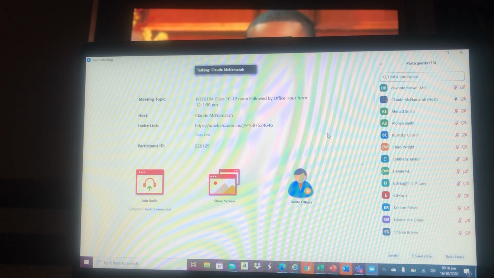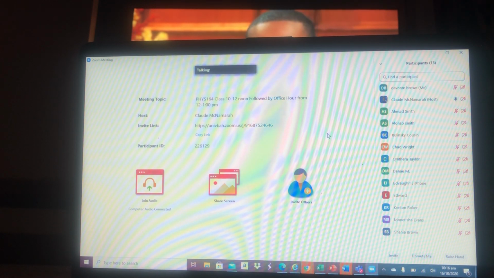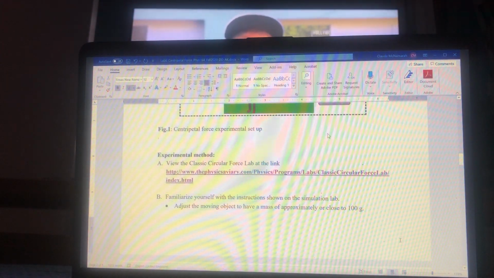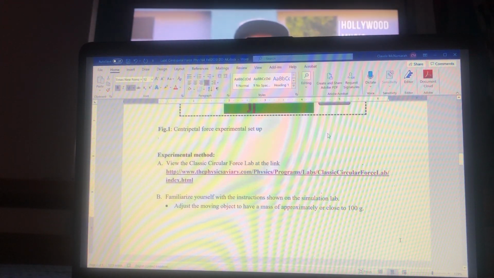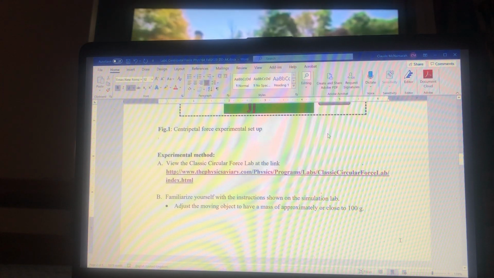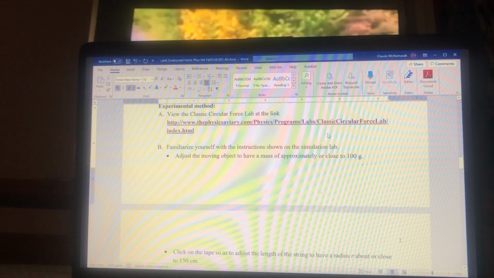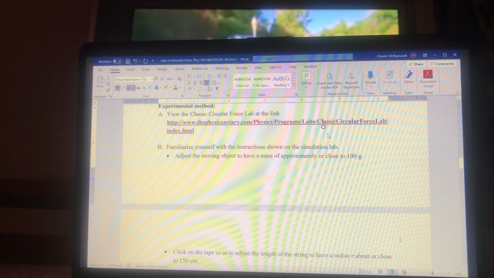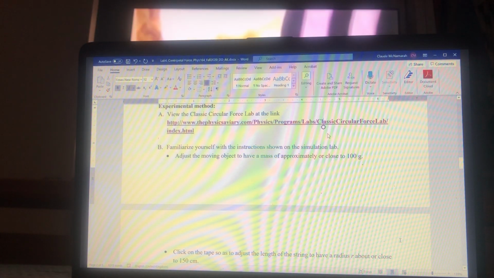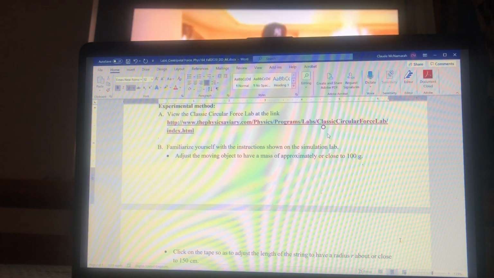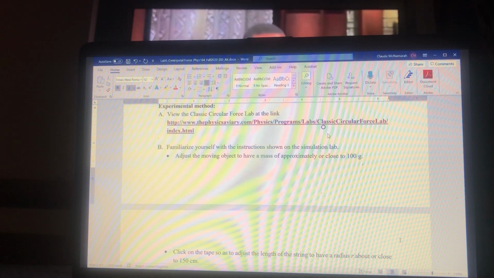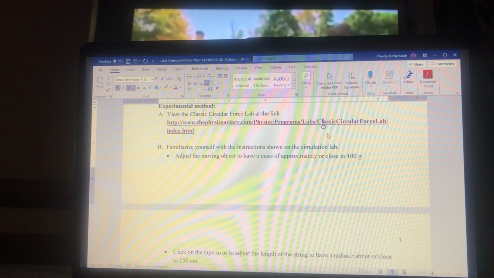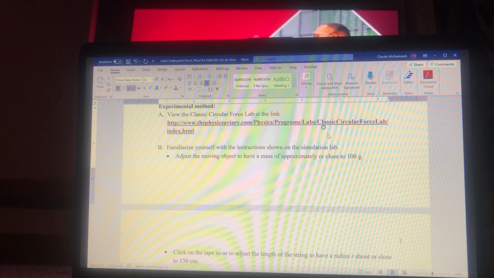Where are we? Right. So B, familiarize yourself with the instructions shown in the simulation lab, which we just did. Adjust the moving object to have a mass of approximately or close to 100 grams. So by clicking on the ball itself, you're going to change the mass to about 100.